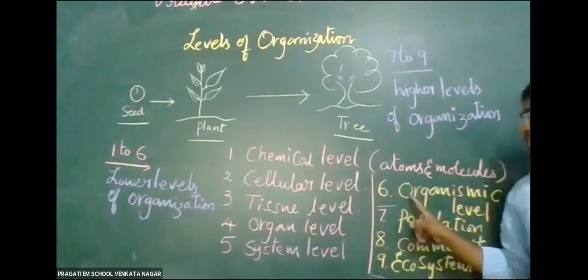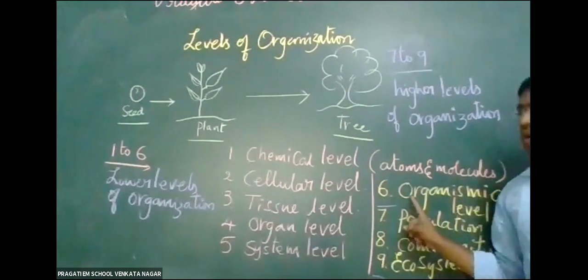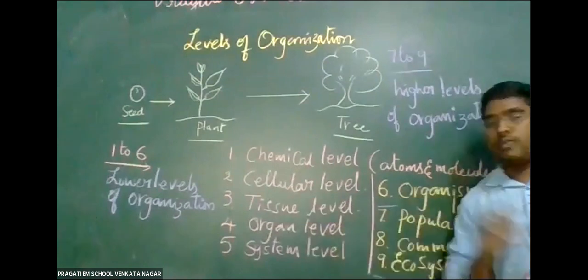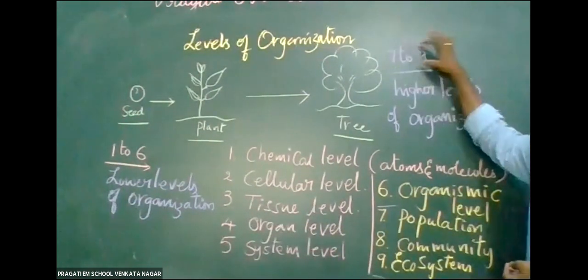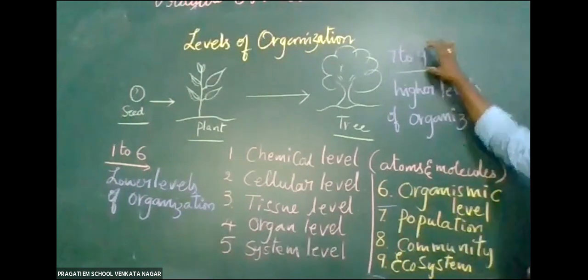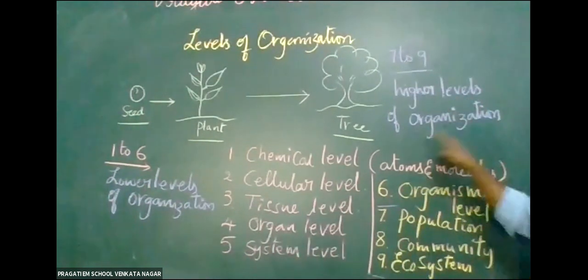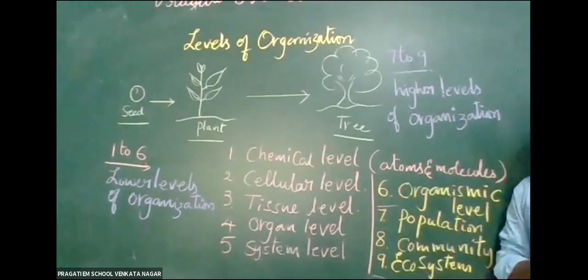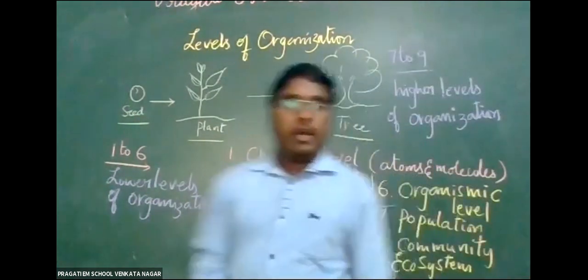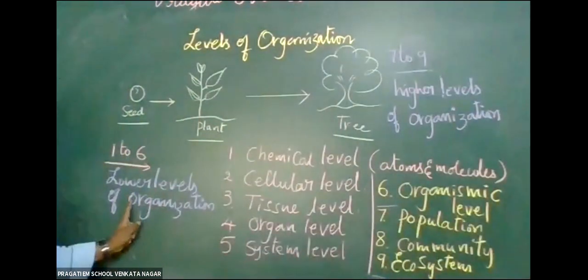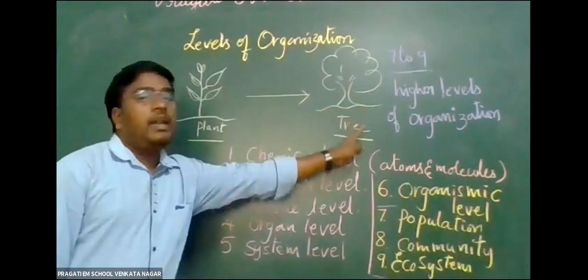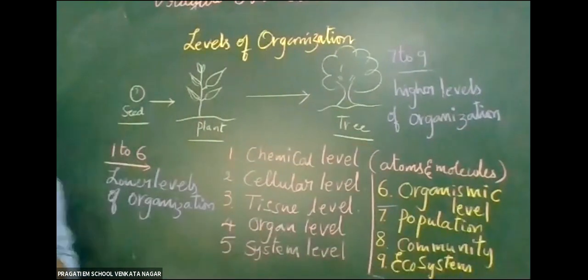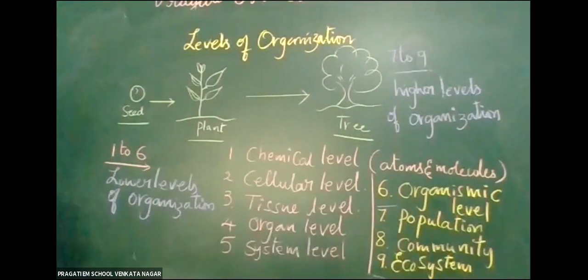1 to 6 are called lower levels of organization. Levels 7 to 9 are called higher levels of organization. Here, 1 to 6 are the lower levels of organization, and 7 to 9 are higher levels of organization.